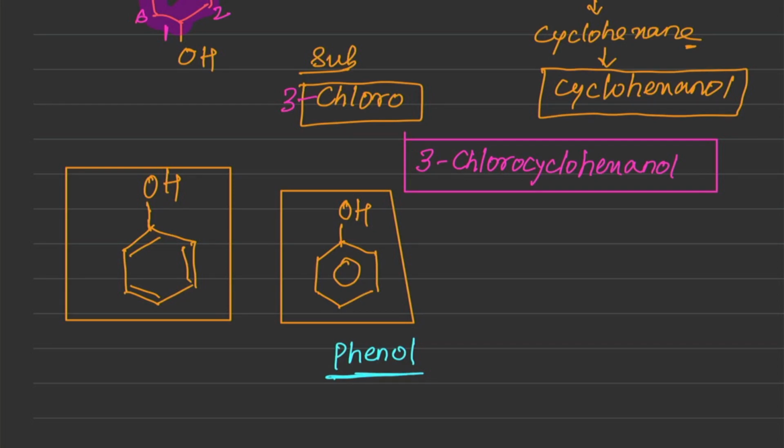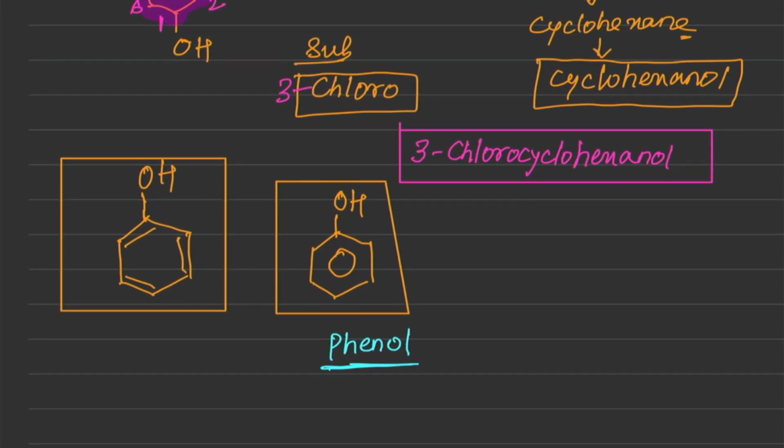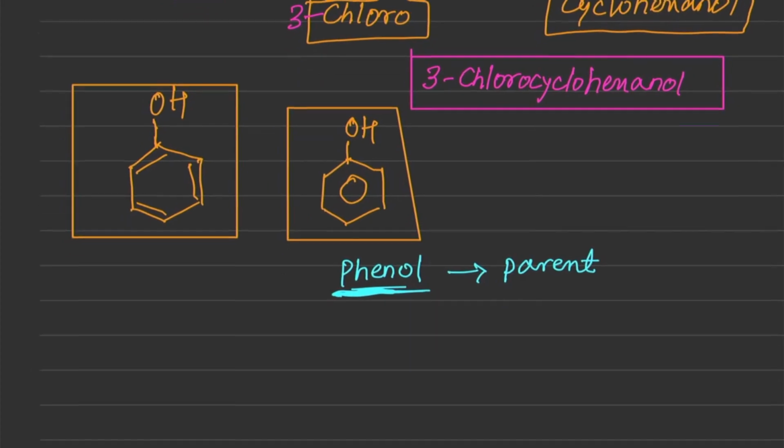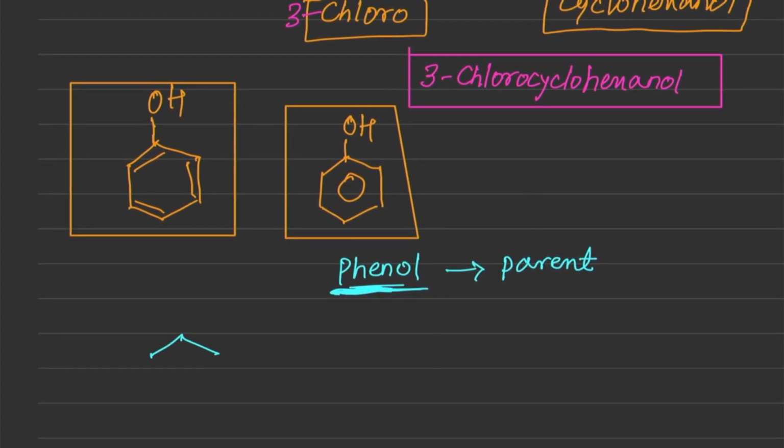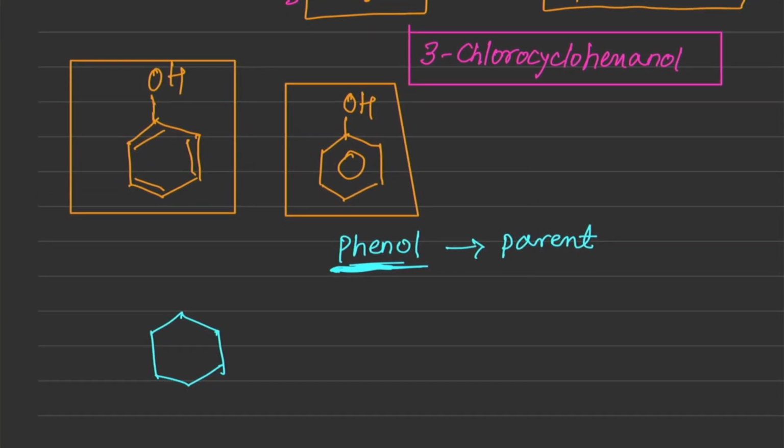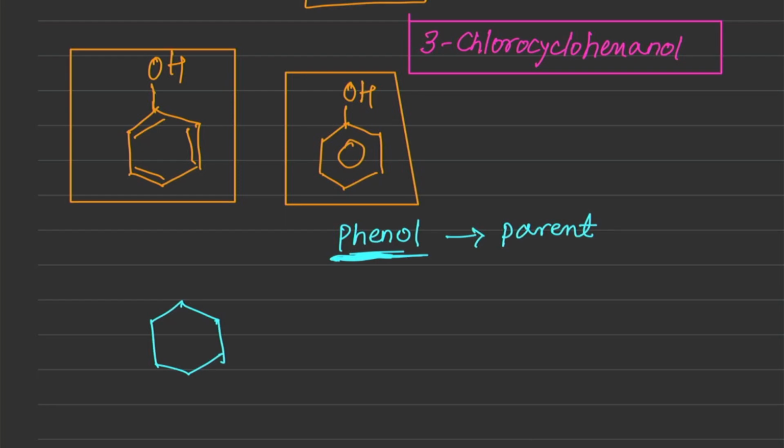So you start as a phenol. There is no cyclobenzenol or benzenol or something like that. So you start with phenol, so phenol becomes your parent. And then you write the substituent. So let's say you have something like this, maybe here, chloro.